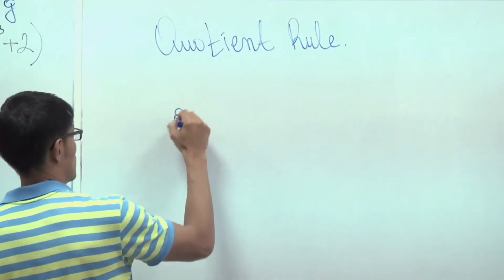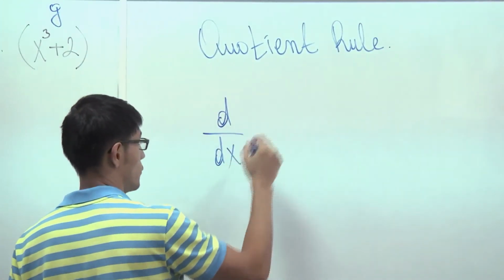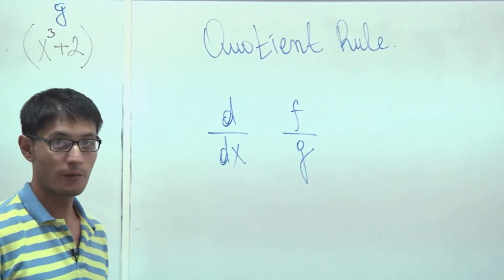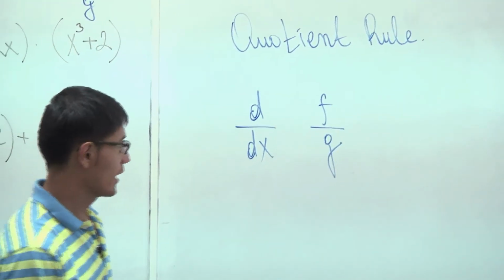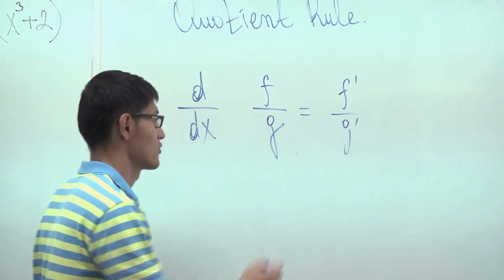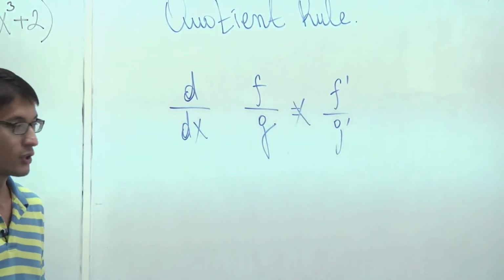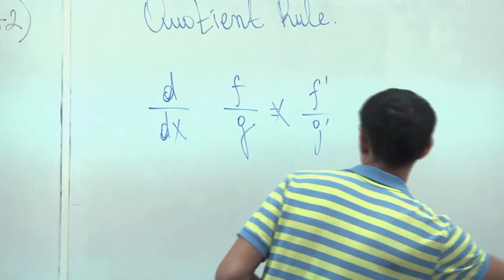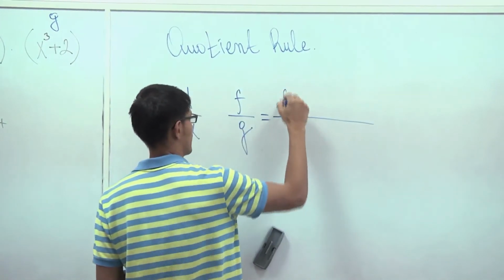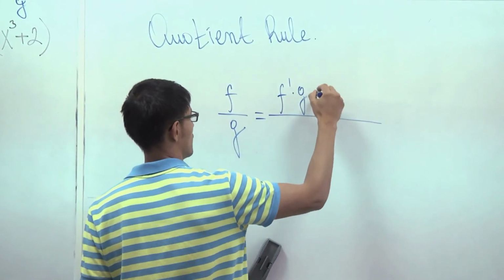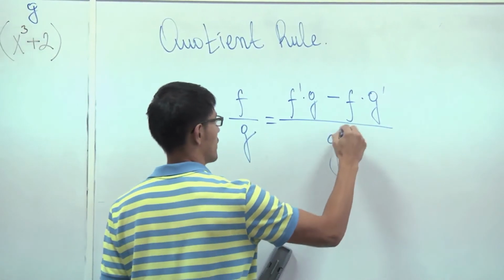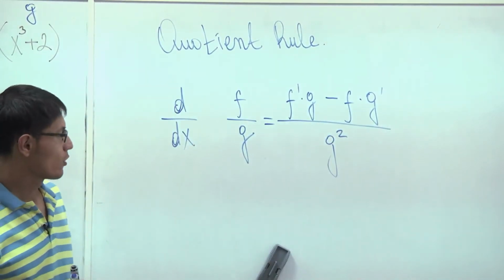So suppose you want to take the derivative of a function divided by another function. Okay? So again, some people think that it's just simply f prime divided by g prime, but that's wrong. You can't do that. The answer again is a little bit more complicated than this. What you do is you take f prime times g minus f times g prime, and you divide it by g squared. This is called the quotient rule.